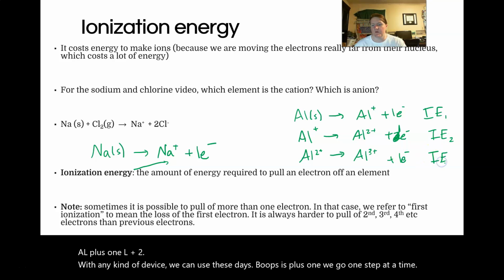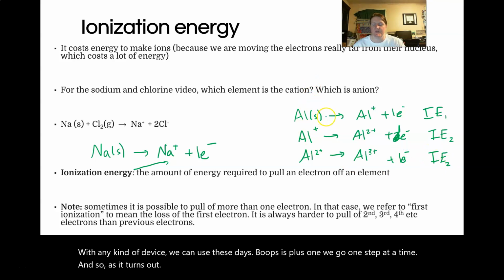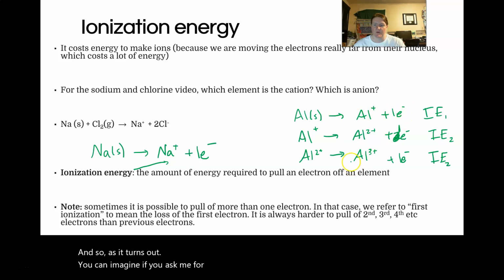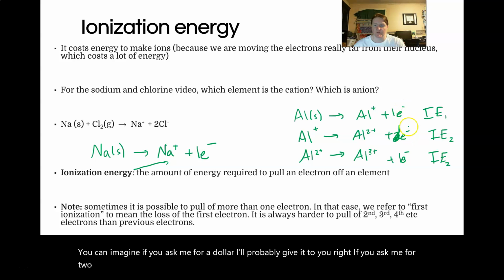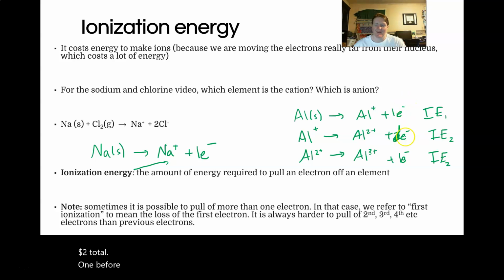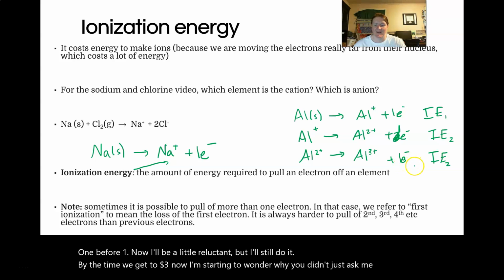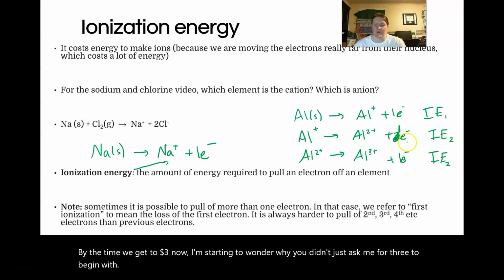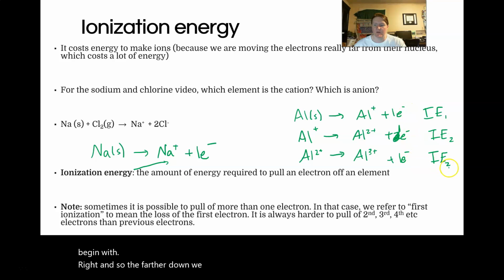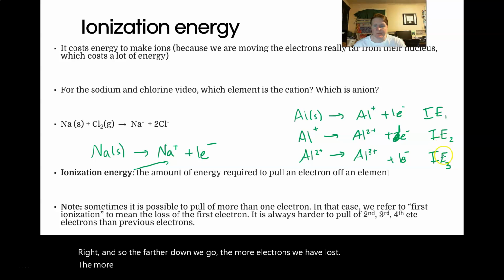And so as it turns out, you can imagine if you ask me for $1, I'll probably give it to you, right? If you ask me for $2 total, one before, one now, I'll be a little reluctant, but I'll still do it. By the time we get to $3, now I'm starting to wonder why you didn't just ask me for 3 to begin with, right? And so the farther down we go, the more electrons we have lost, the more the energy requirement is.